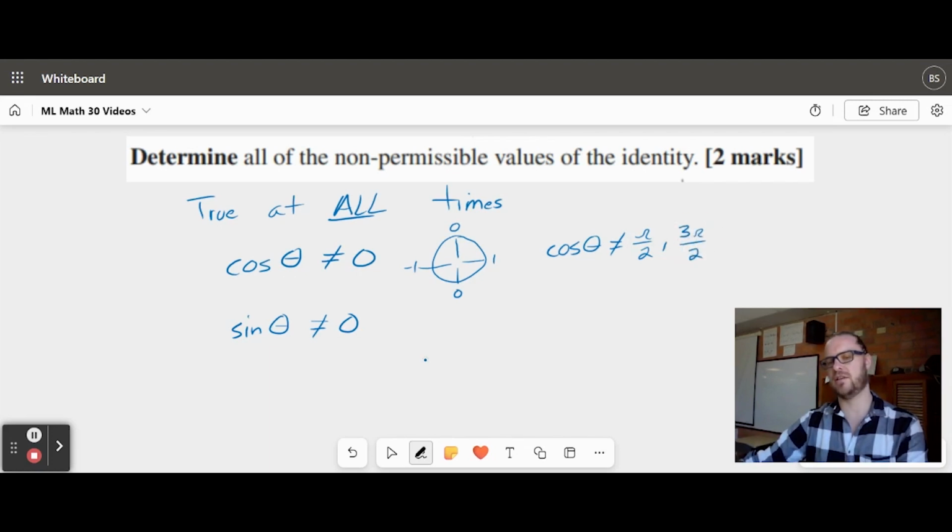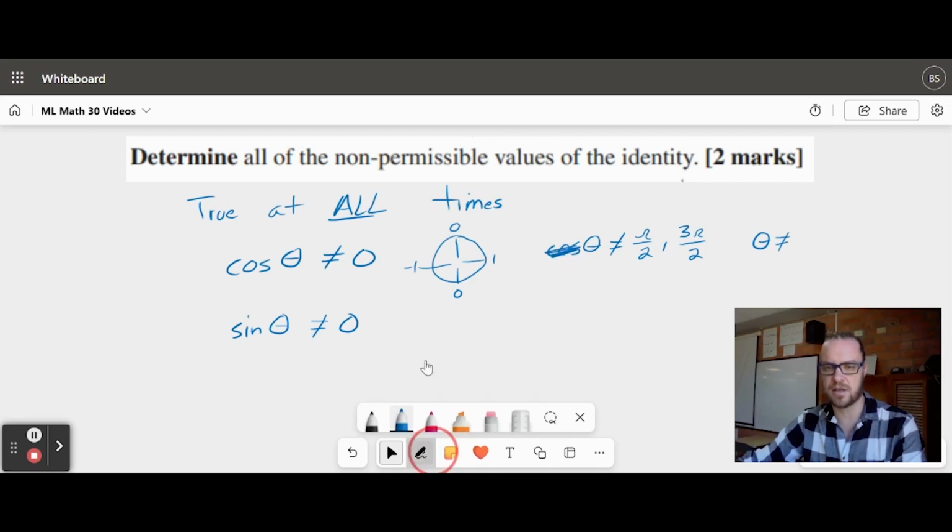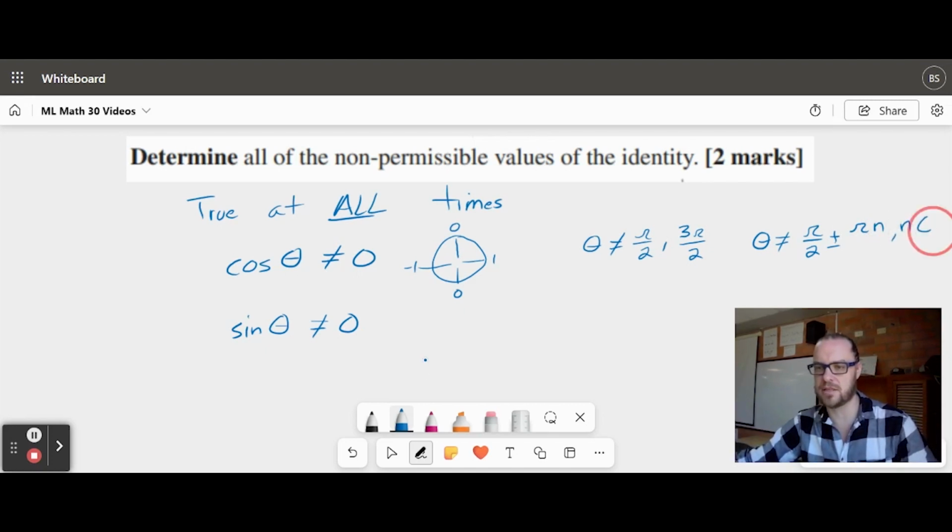Now, at that point, you can kind of see that those are the same thing, and so we can write a generic statement. Sorry, I shouldn't say that cosine of theta can't equal 0. What we're actually looking at is just that theta cannot equal these things. My apologies. So theta, in this case, cannot equal pi over 2 plus or minus pi n, where n is an element of the integers, okay? Meaning if we add pi or subtract pi any number of times, we will always end up hitting on one of these 2 points where cosine of theta will be 0.